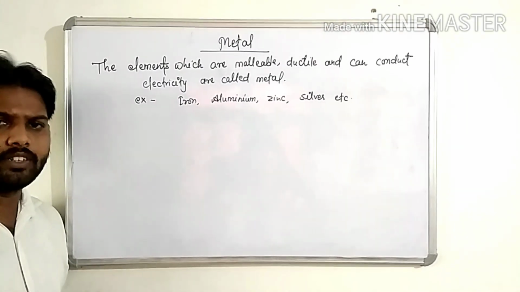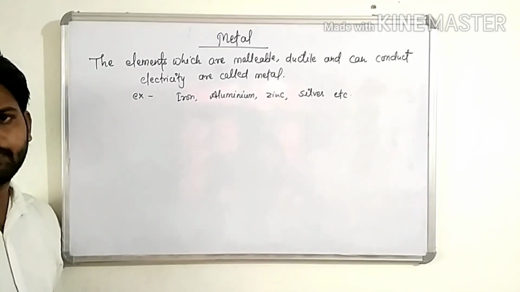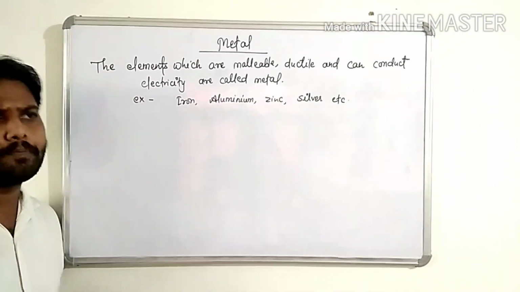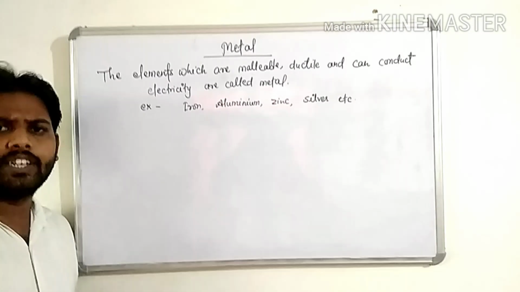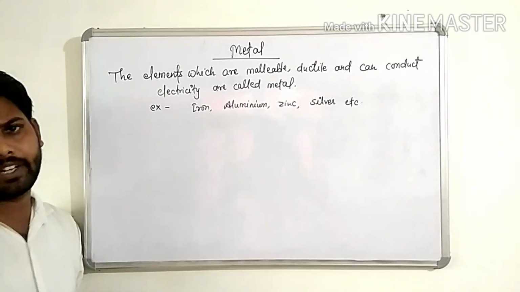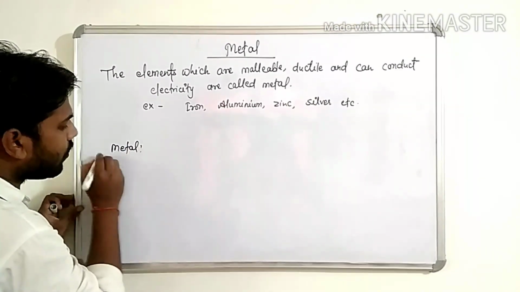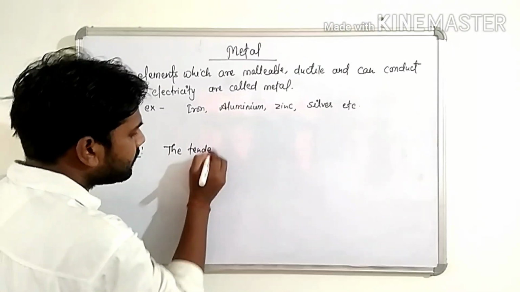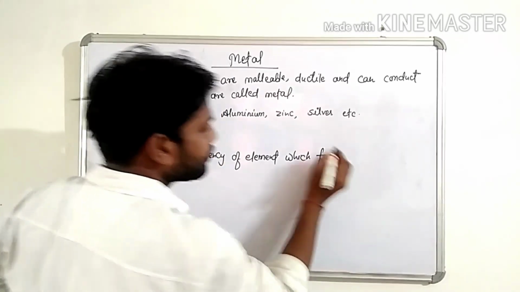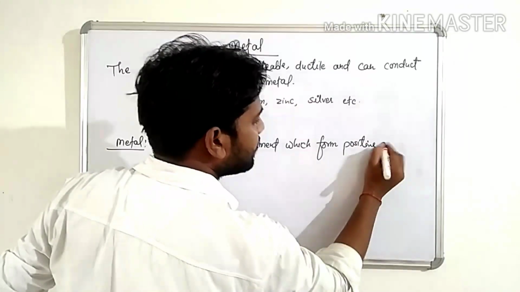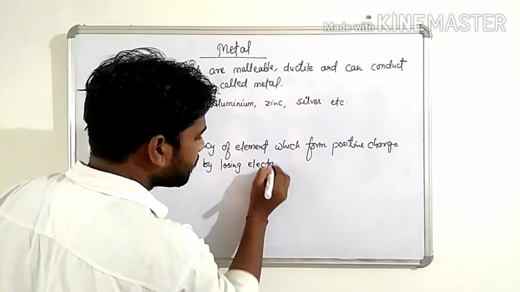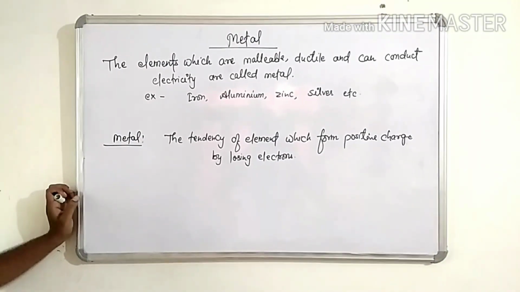Children, you have seen in chemical reactions that metals can form positive charge. Okay? So, based on this observation, we can give another definition like that. Those elements which have tendency to form positive charge by losing electrons, except hydrogen, okay, they are called metals. So children, we can also write the definition of metal. The tendency of elements which form positive charge by losing electrons. The exception, children, is hydrogen.